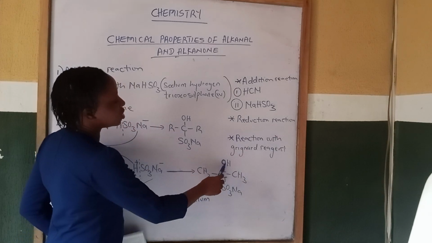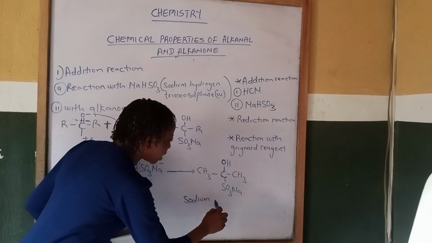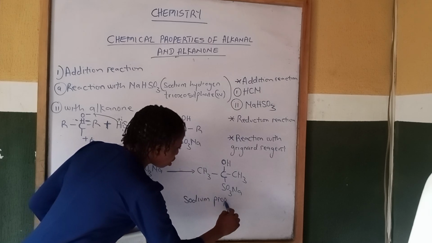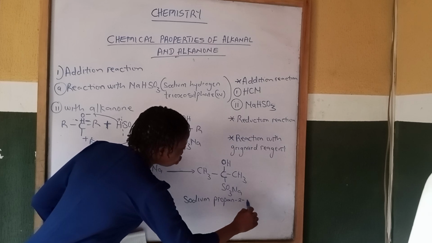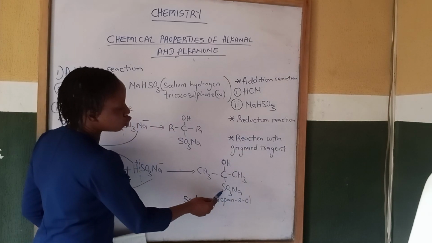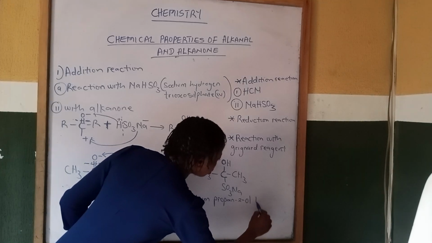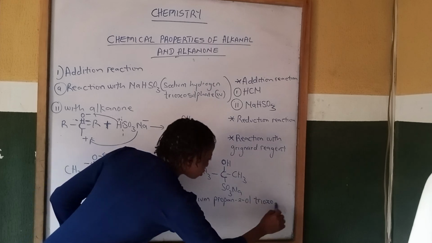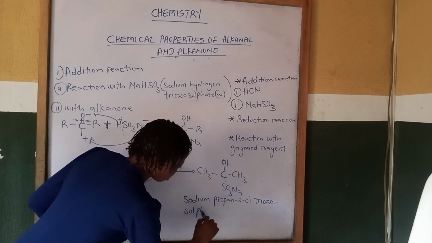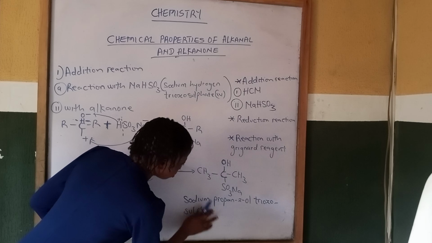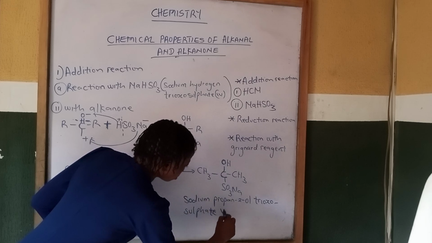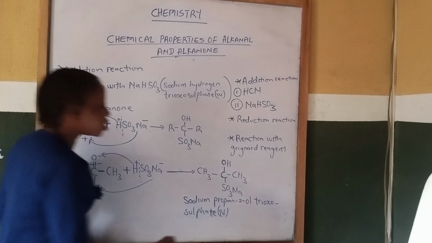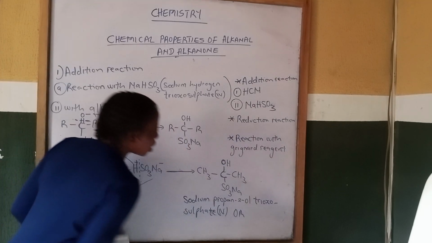Sodium, the OH is on the second carbon atom. Propan-2-ol, propan-2-ol, then trioxosulfate(IV). You can also call it trioxosulfate(IV).